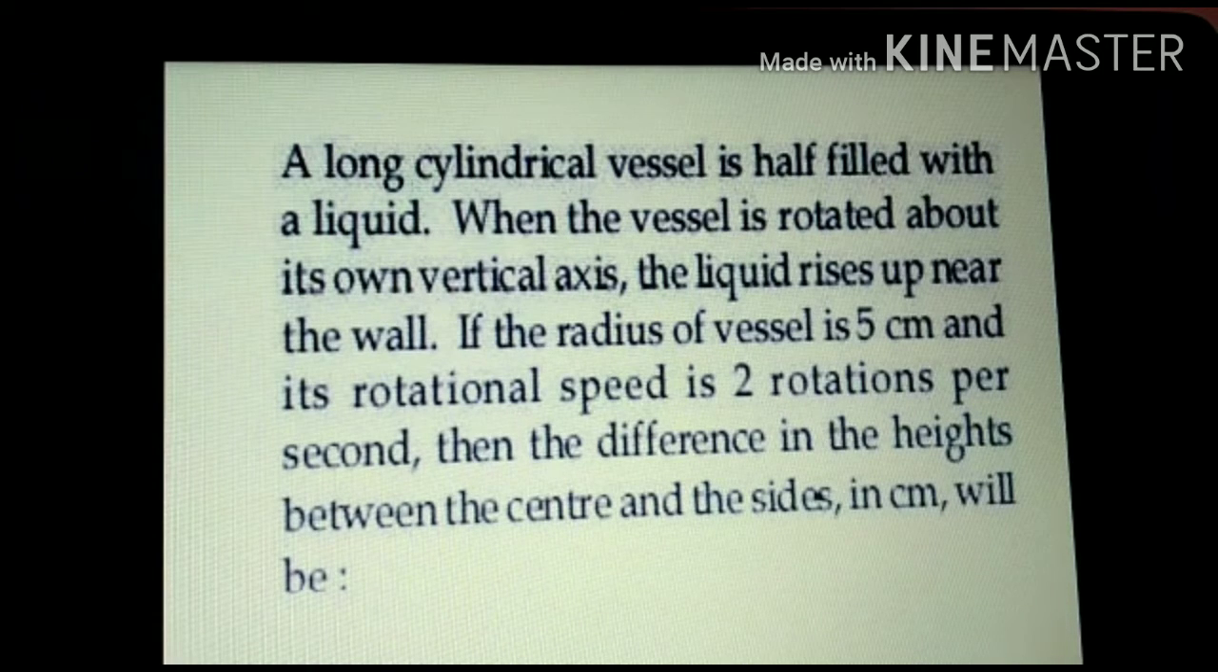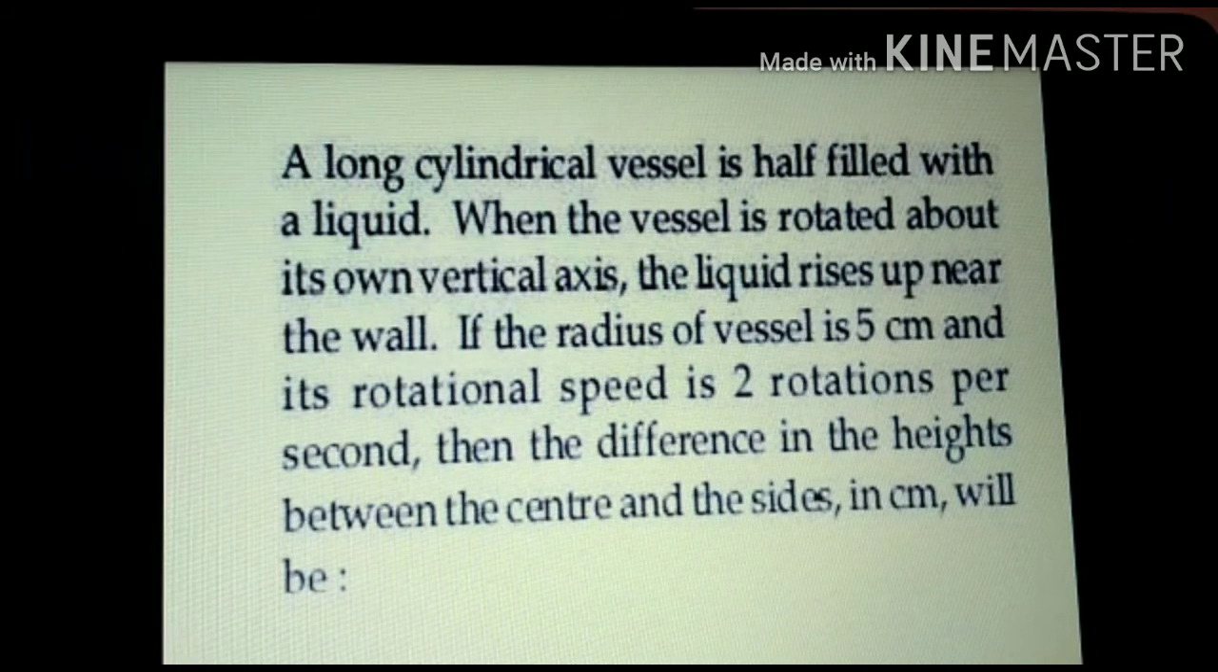What information is given? First I will explain. One cylinder is there, just like you take a glass, 50% of the glass you fill with water. It is half filled. The vessel is rotating about the axis. Axis means it is the axis of the cylinder. It is passing through exactly the center of the cylinder.